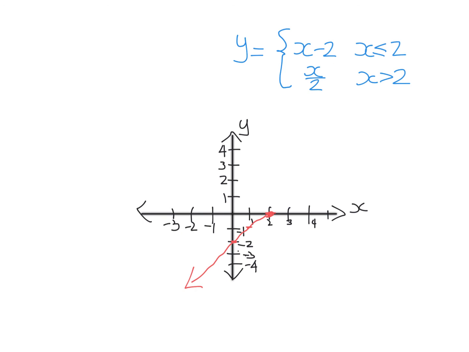Now we want to graph y equals x over 2 for x is greater than 2. So when x equals 2, y would actually be 2 over 2, which is 1. So this would start at the point (2, 1). I'm going to use an open circle because we're not including x equals 2 in this line. So the gradient here is a half.